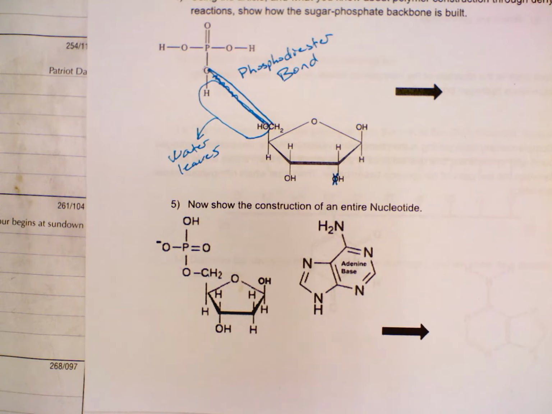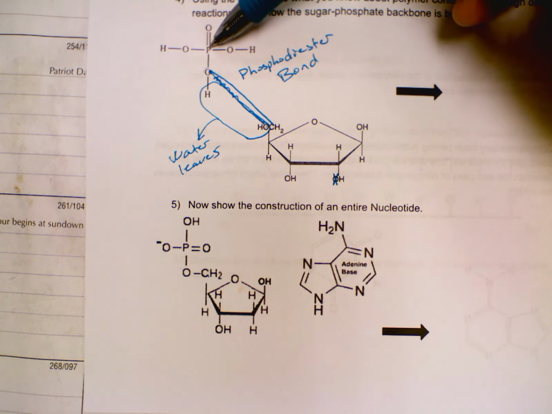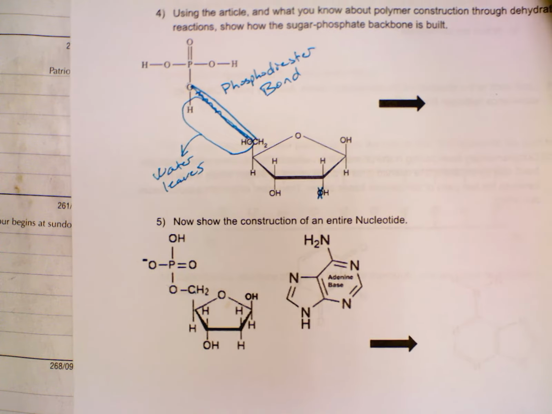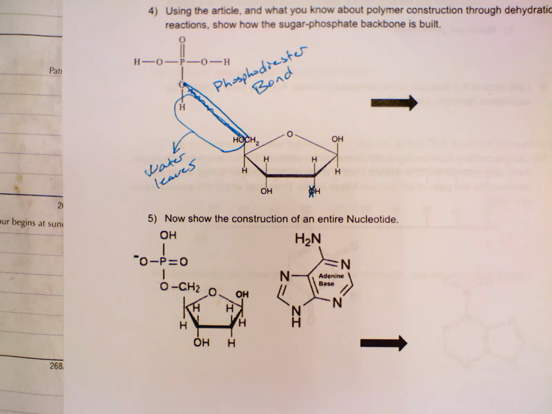Just like how whenever you link 2 amino acids together, you get a peptide bond. It's just a covalent bond. There's nothing else going on here. But a phosphodiester bond is the covalent bond that links together the phosphate group and the sugar on the DNA molecule. And this is going to end up making the sugar phosphate backbone.